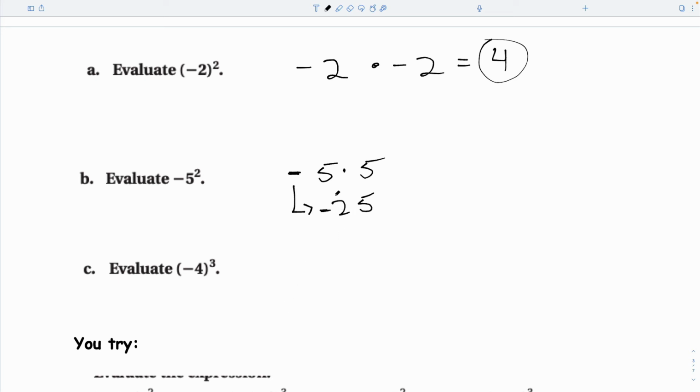Yeah. So it's basically like it would be 5 times 5, which is 25, and just bring the negative dash down to the 25. That's what you do. Perfect. Yep.